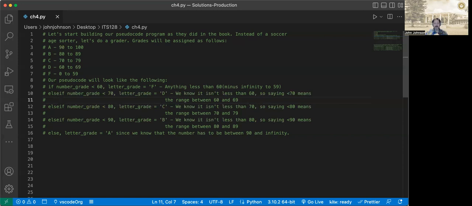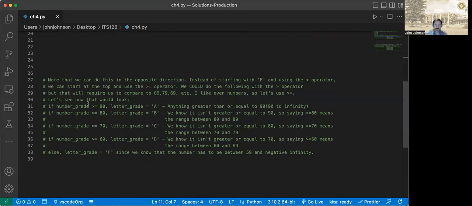Notice that when we're doing this, we're going from the low side, we're starting with 60. We're saying, is it less than 60? Give it an F. We can actually go the opposite way as well, but to go the opposite way, we're going to have to change some things around. So I've written up that too in pseudocode.